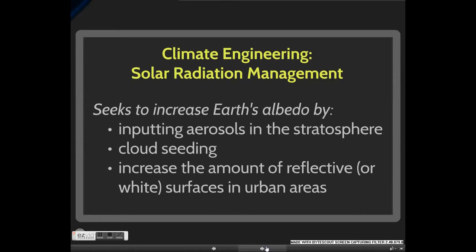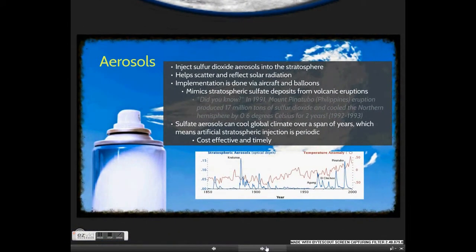Well, our current solution is climate engineering. Climate engineering does seek to increase Earth's albedo by inputting aerosols in the stratosphere, cloud seeding, and by increasing the amount of reflective, or white, surfaces in urban areas.